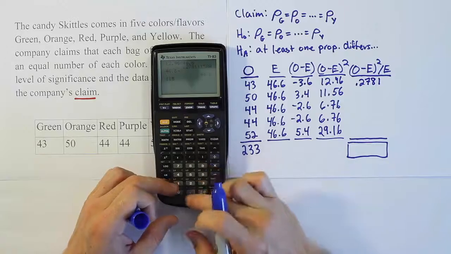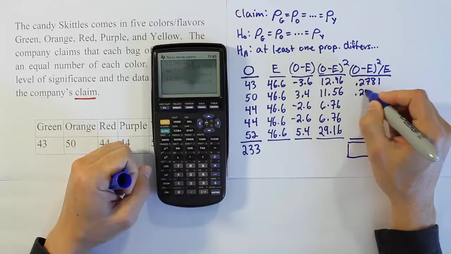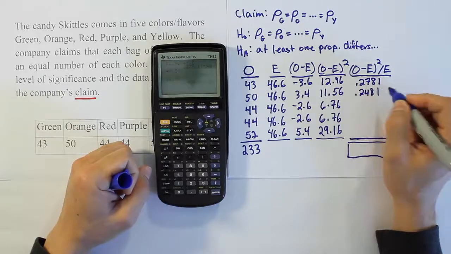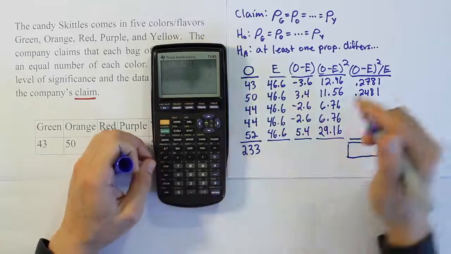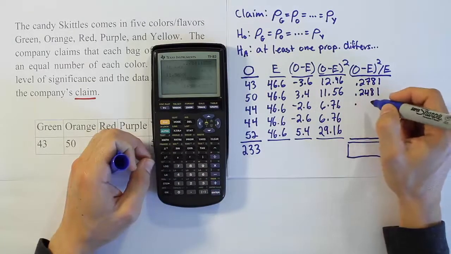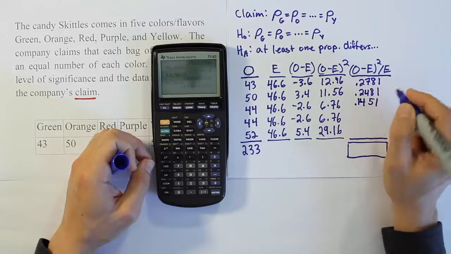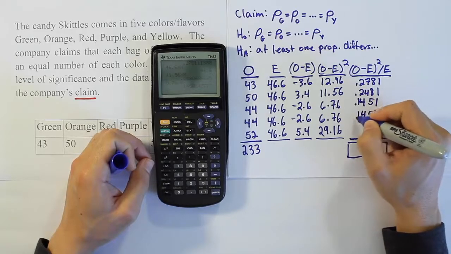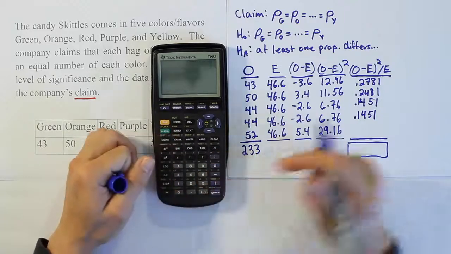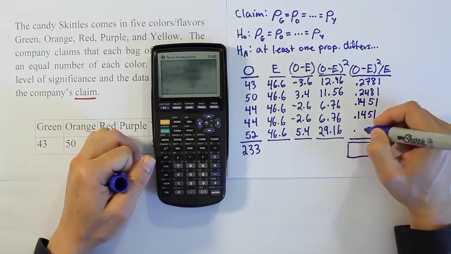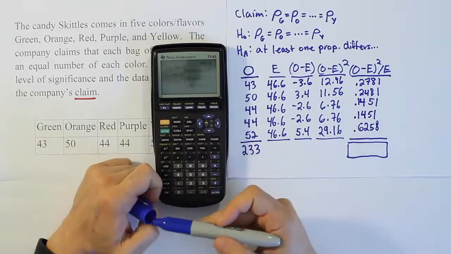So 11.56 divided by x. And that's going to give you 0.2481. Then I'll have 6.76 divided by x, and we get the answer 0.1451. And then it'll be the same for the one below it because it's the same number. And then 29.16 divided by x, and we get the answer 0.6258. Okay, let's add that column up and get our result.